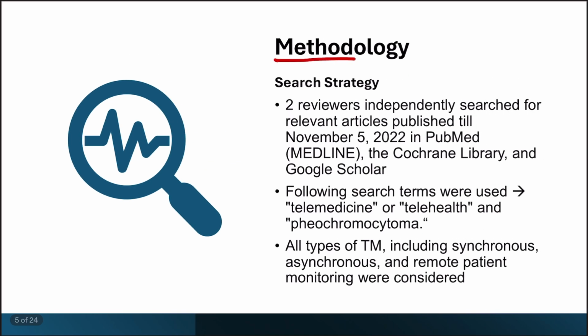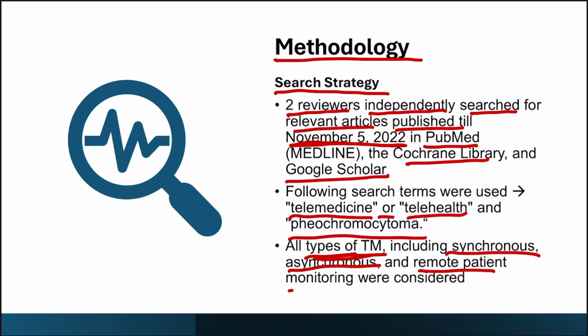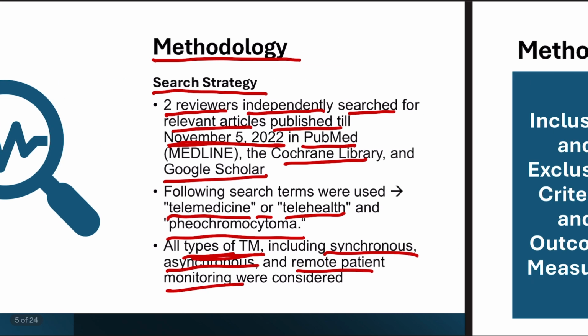So coming to the methodology of this systematic review, let's first discuss the search strategy. Two reviewers independently searched for relevant articles published until November 5, 2022, in different databases: PubMed, Cochrane Library, and Google Scholar. The search terms used were, on one arm, telemedicine or telehealth, and on the other arm, the disease, pheochromocytoma. All types of telemedicine were included: synchronous, asynchronous, and remote patient monitoring. I will be discussing what these types are in the upcoming slides. So this was about the search strategy.